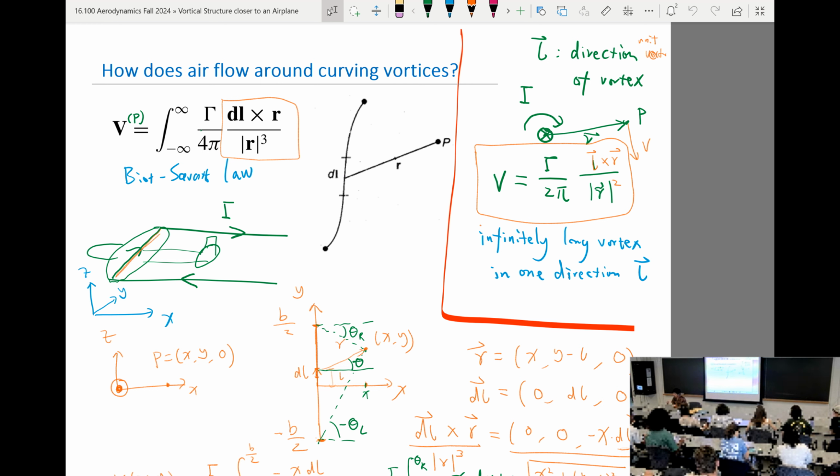Same as here. So in the case of an infinitely long vortex, let's imagine this r points from the closest point on the vortex to that spatial location. Can somebody tell me what is the magnitude of velocity at P for this infinitely long vortex?